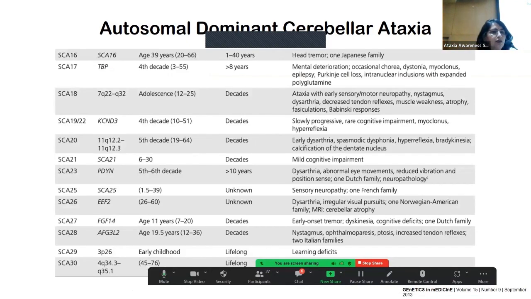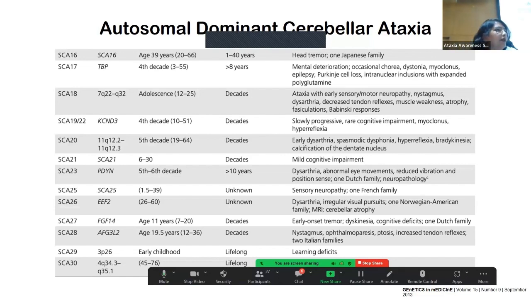So these are the next set of autosomal dominant genes that are affected, and this is SCA 17, 18, 19, 22. So the KCND3 gene is causing symptoms for both 19 and 22.